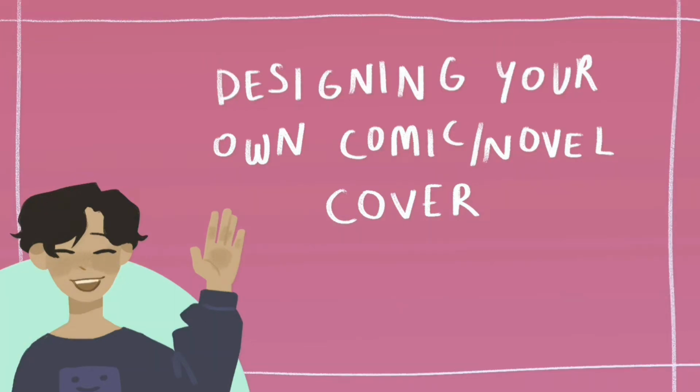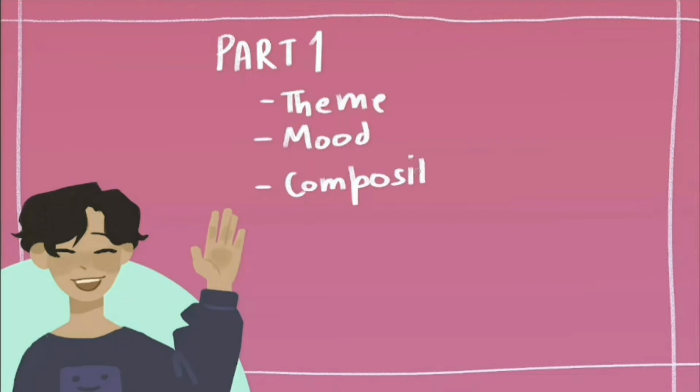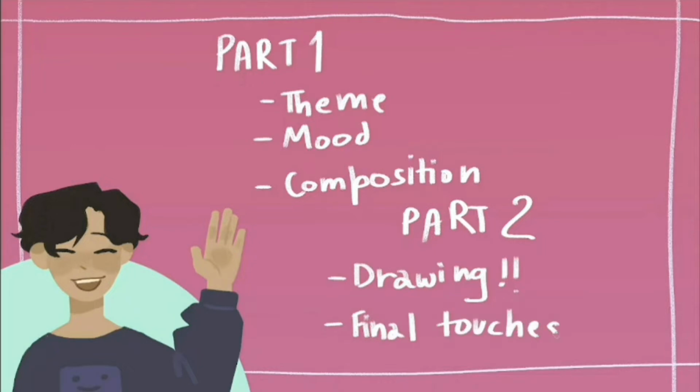This is a video on how to go about making an illustration for your comic or novel. Let's get straight into it. I'll be dividing the process into 5 steps: theme, mood, composition, drawing, and finally, final touches. Part 1 will cover the less practical bits, and Part 2 will cover the drawing process.